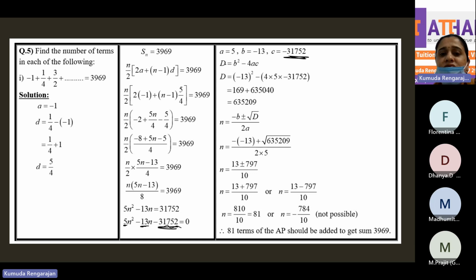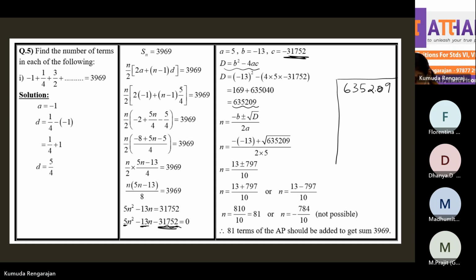Okay, so first find the discriminant. D is equal to B square minus 4AC. When you work that, this is what I get. And this one should be a perfect square. How do you find the square root? Prajit, did you use a calculator for the square root or you work this? Did you find the square root of 635209? Yes, ma'am. Okay, fine.